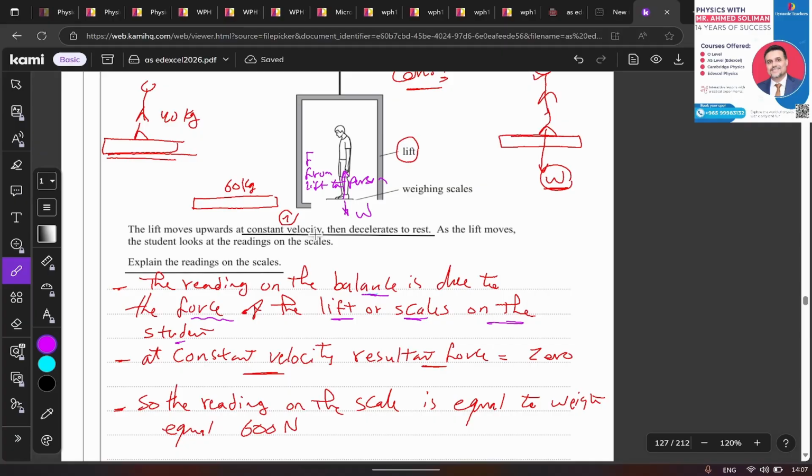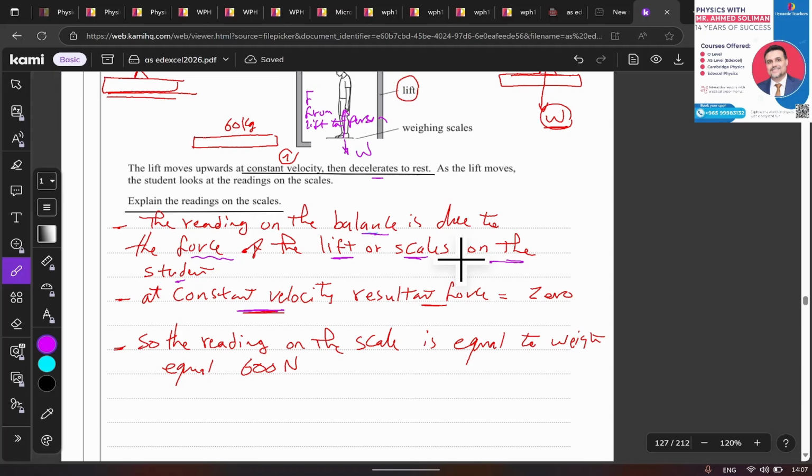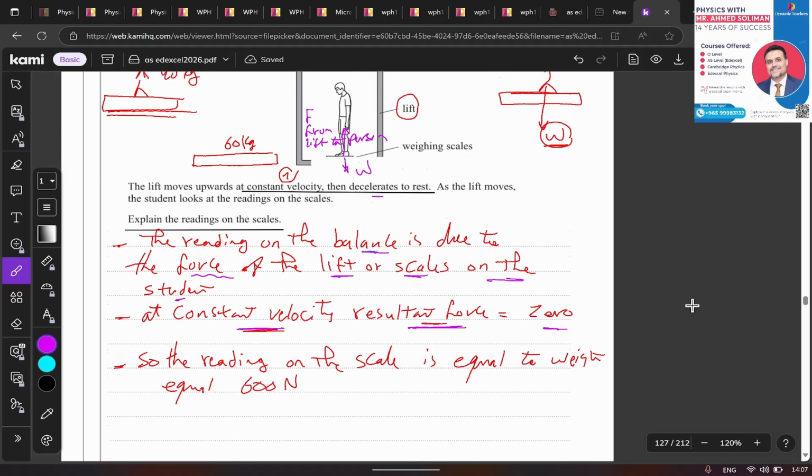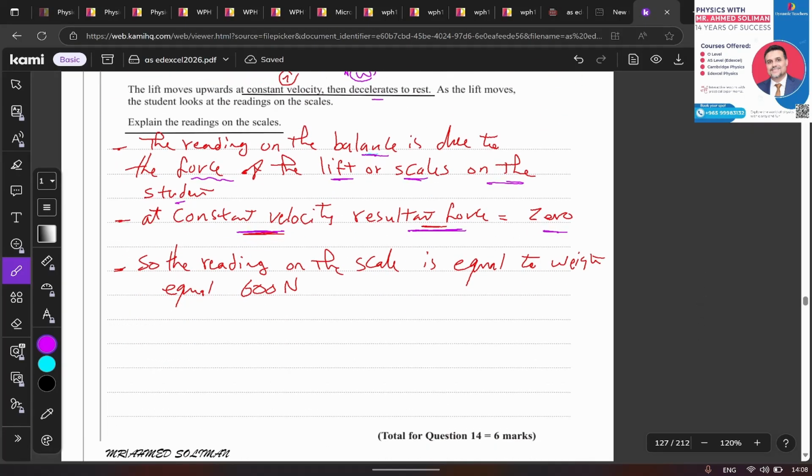We have constant velocity and deceleration. So we are talking about constant velocity. For constant velocity, what is the resultant force affecting the person? It will be zero. What does it mean? It means the force up equals the force down. So the reading of the scale is equal to the weight, equal to 600. Do you understand, Miroda? Yeah, kind of. It is easy now?